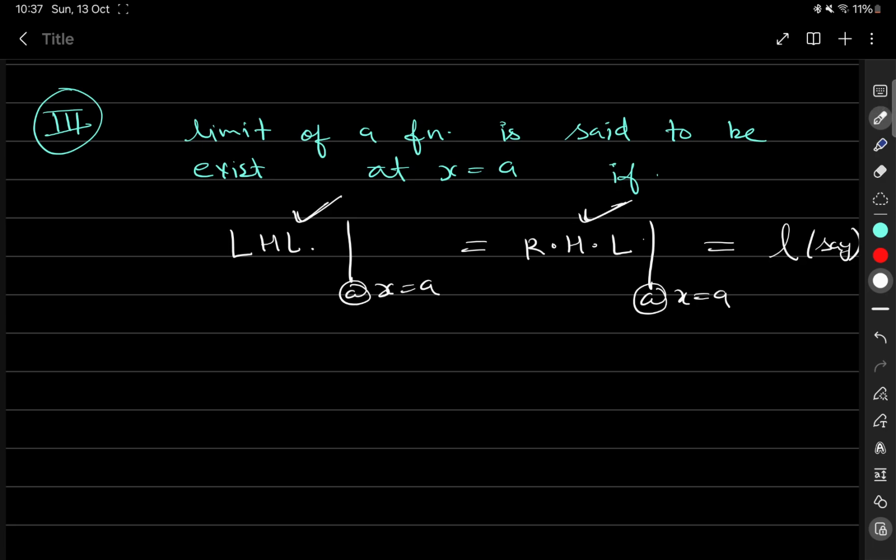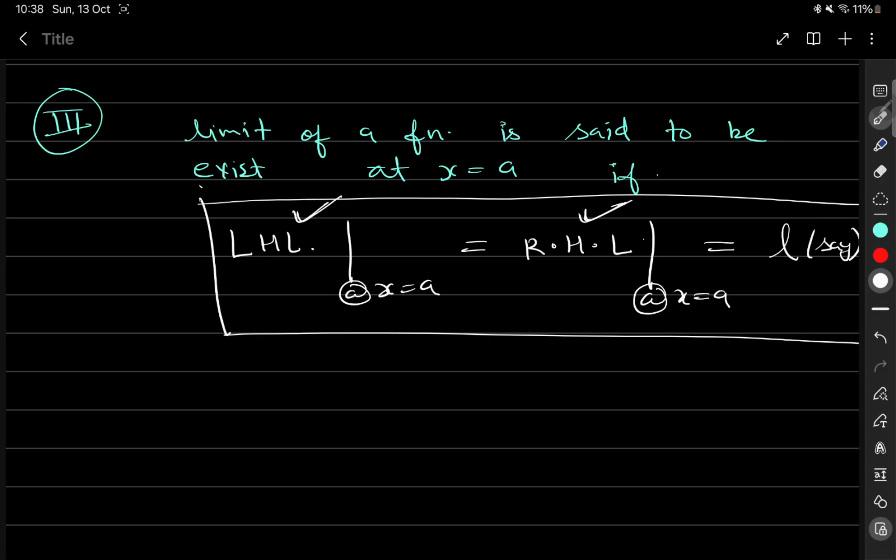Like in the first example, we took the function value as x square minus 1 divided by x minus 1, and we got the LHL value as 2 and the RHL value as 2. So that 2 is our L, so we get the limit value as 2. When we take the left hand limit and right hand limit, the limit exists. So here the limit exists when LHL is equal to RHL.